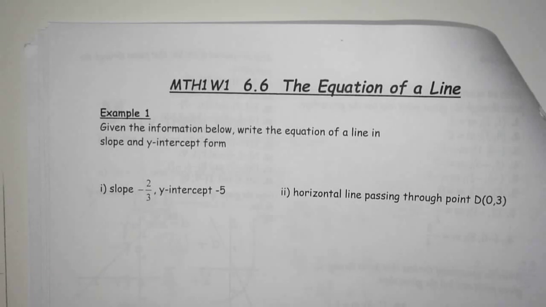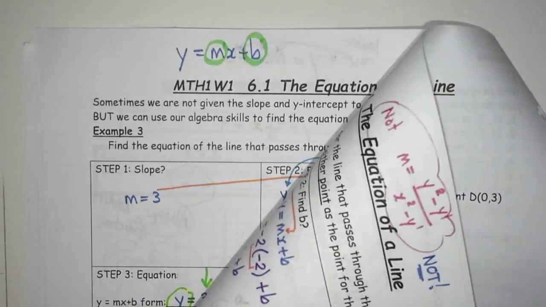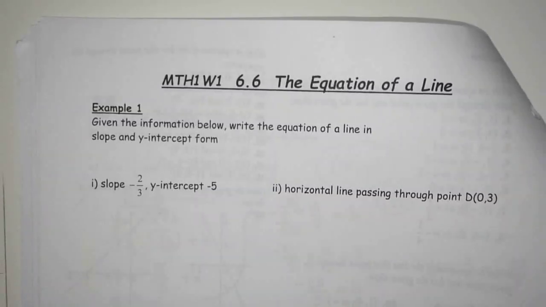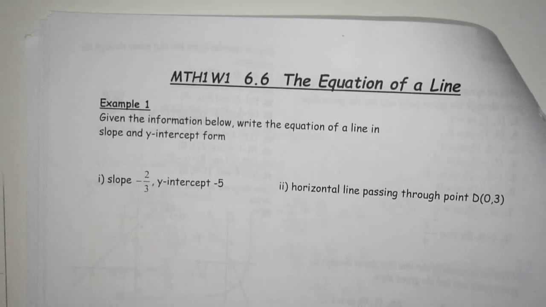In this recording, we are in section 6.6, which is still called the equation of a line. What is 6.1 called? Oh, it's also equation of a line. Look at that. So we're still on the equation of a line. We are going to continue with this topic for a bit, just so that we can really get comfortable with it.